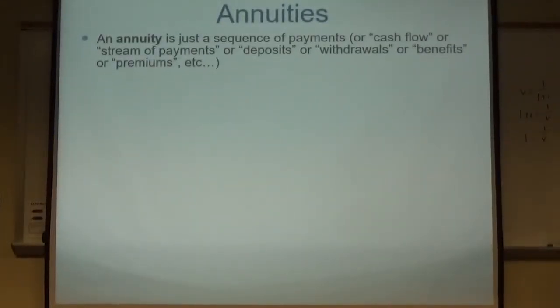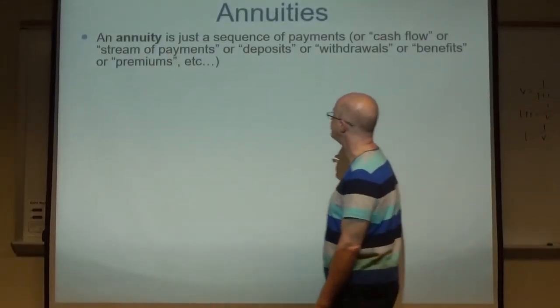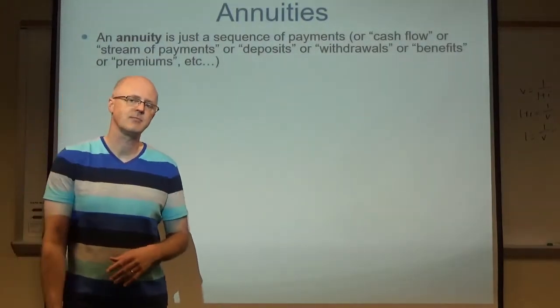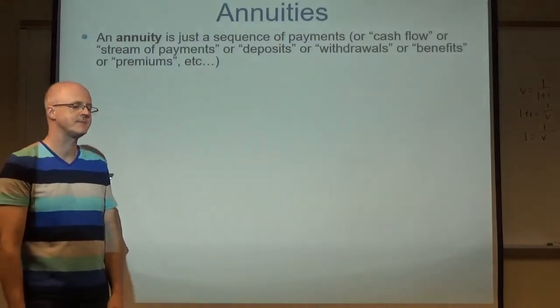Our main topic for Chapter 2 is to talk about annuities. We want to apply the formula for geometric series to annuities. What are annuities? An annuity is just a sequence of payments. I say sequence kind of loosely. It could be a finite number of payments. It could be an infinite number of payments.